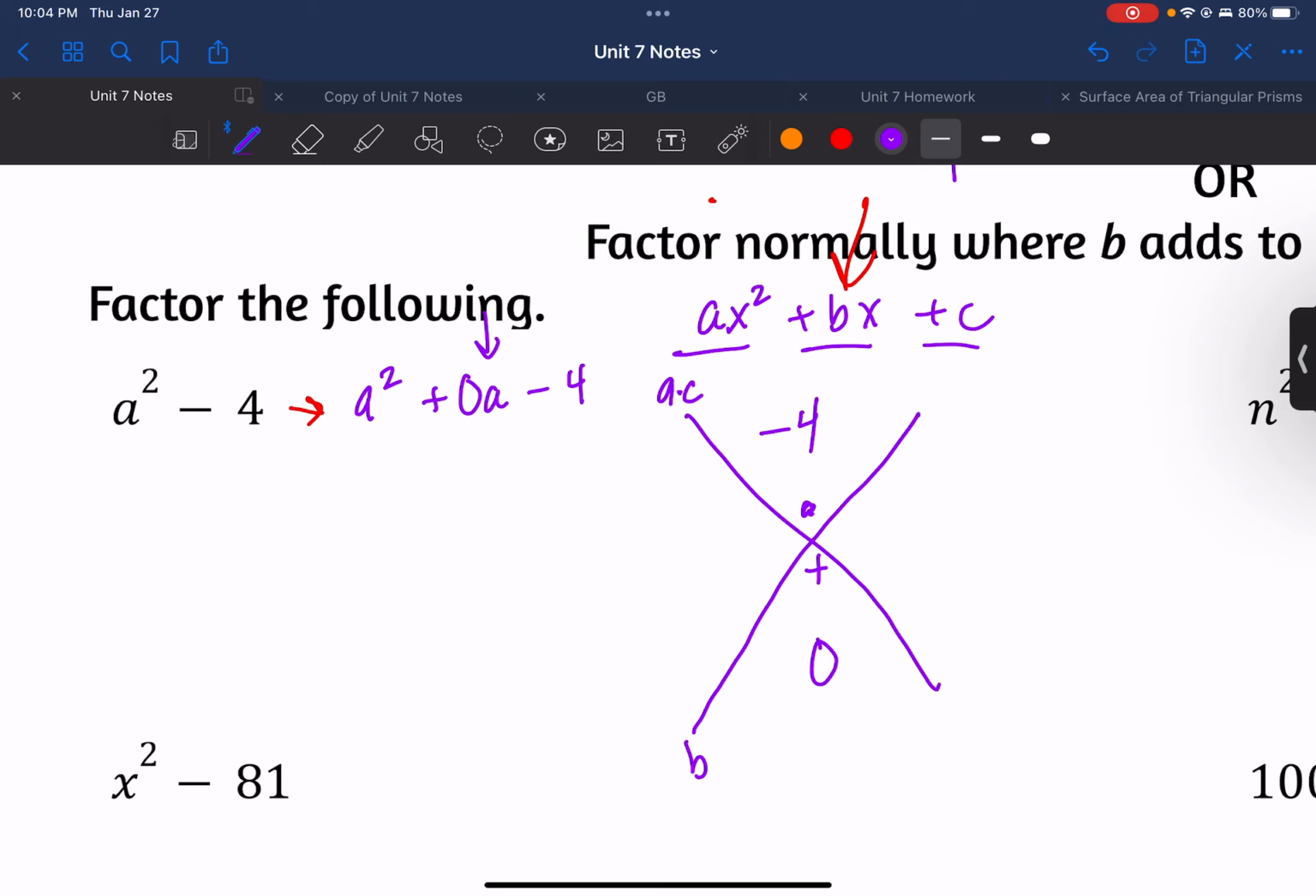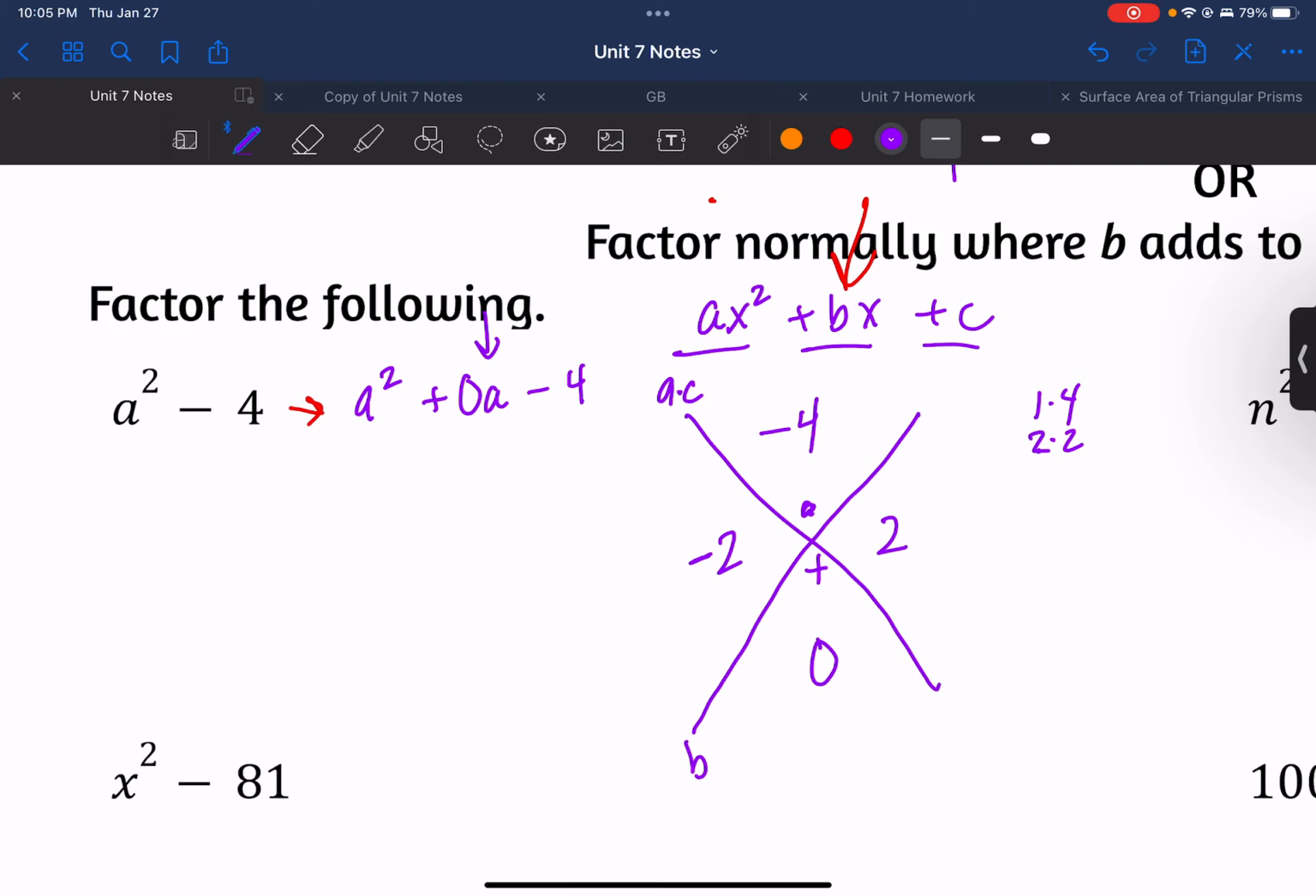So let's think about this. What are my multiples of 4? We only have 1 and 4 and 2 and 2. Now, which of these pairs of numbers can I use so that when I multiply them, I get a -4, but when I add them, I get 0? The only ones that work are 2 and 2, right? And then one of them has to be a negative, because when you add a -2 plus a +2, you get 0. All right, cool.